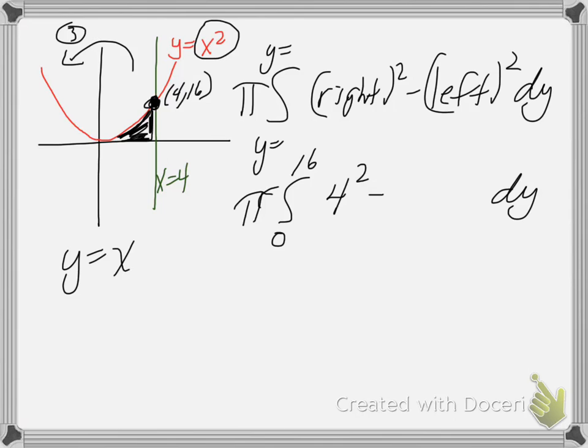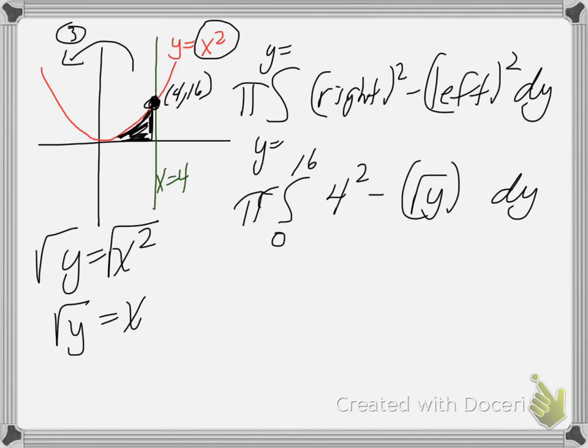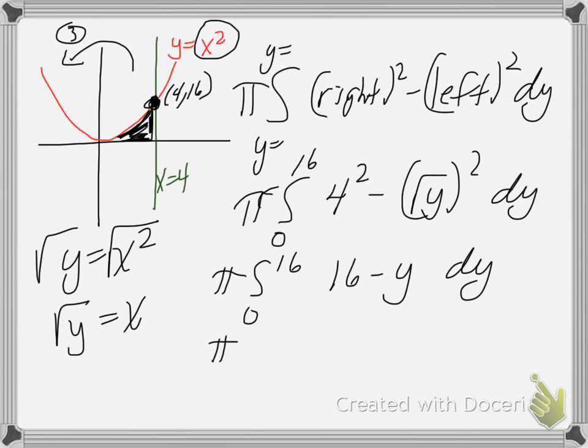So if y equals x squared, then if I take the square root of each side, I get that x is the square root of y. So I'm going to put that in there. Square it. So if you simplify this, you get 16 minus y dy. And you can either do that by hand or put that in the calculator. But you'll get pi times 128. So that gives you 128 pi, and that was choice B.